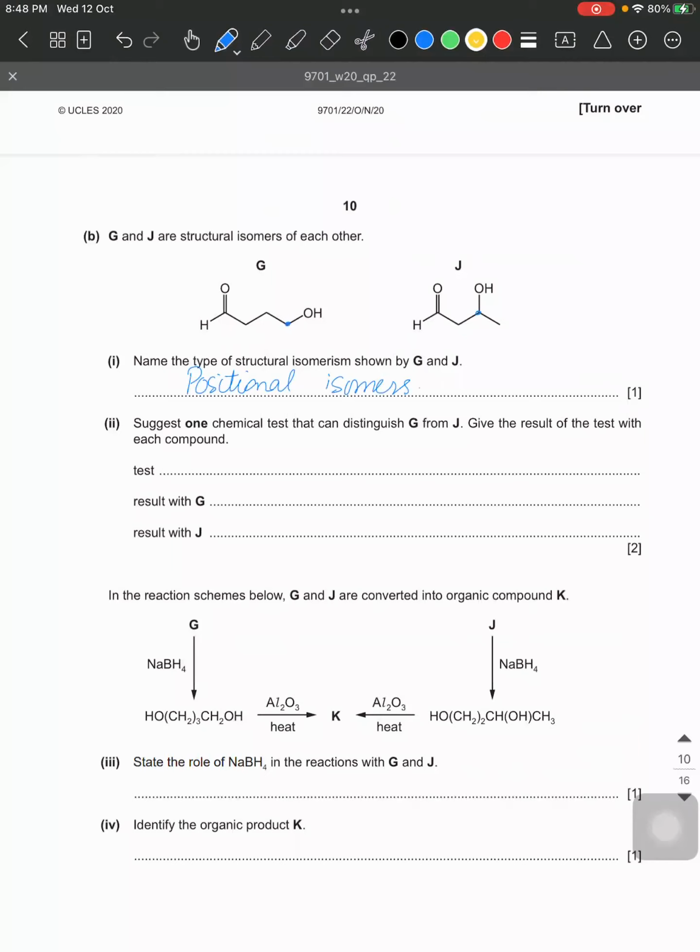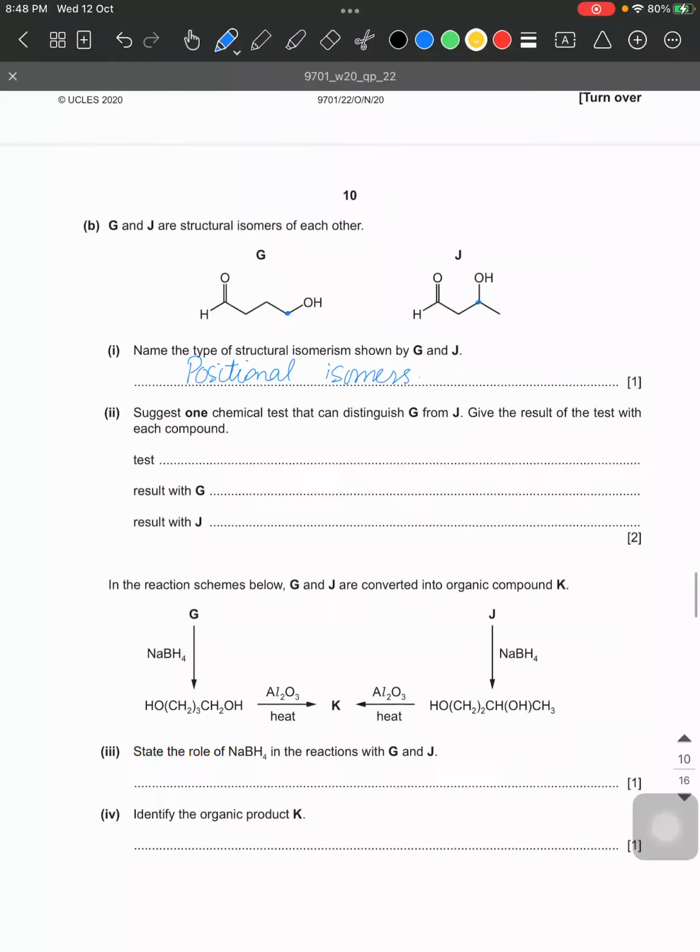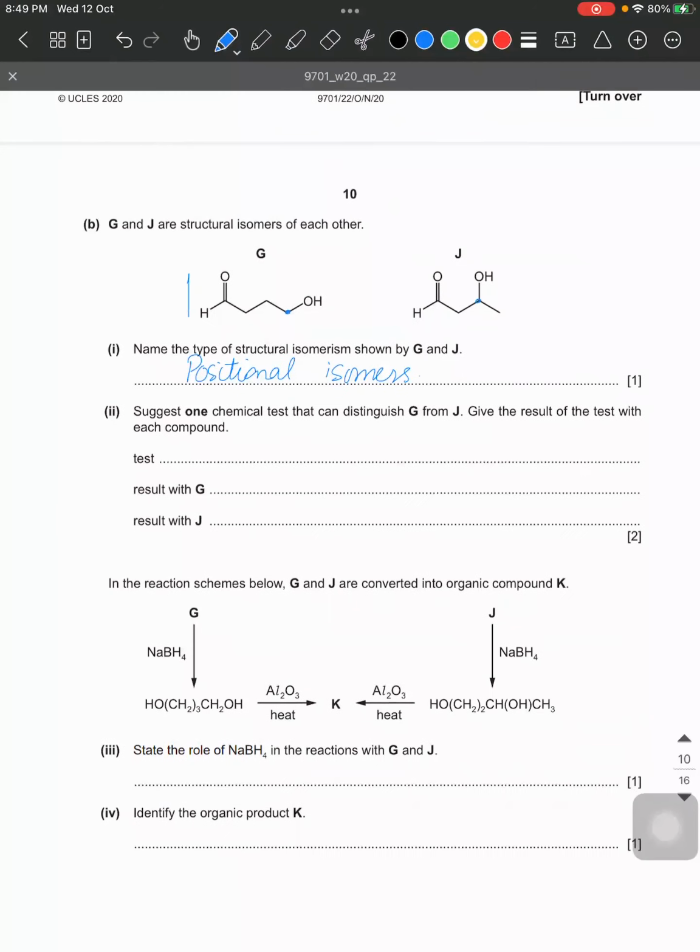Then they are saying suggest one chemical test that can distinguish G from J, and give the result of the test with each compound. G has an aldehyde in it, so you can test this even with Tollens reagent, and even with Fehling's reagent as well. But the problem over here is we need to identify these two compounds. This is G and J.